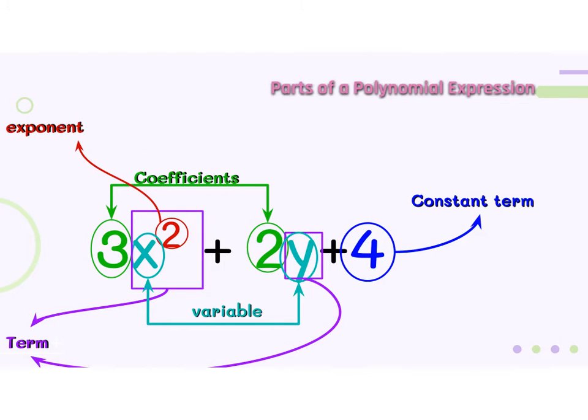Parts of a polynomial expression. The coefficients are right here. If you look, coefficients, the exponent, our variables x and y, and our constant term. Notice the coefficient comes in front of the variable. The exponent goes immediately behind the variable. The whole thing, x squared, is a term. y would be a term. And the constant term is the one that has no variable attached.